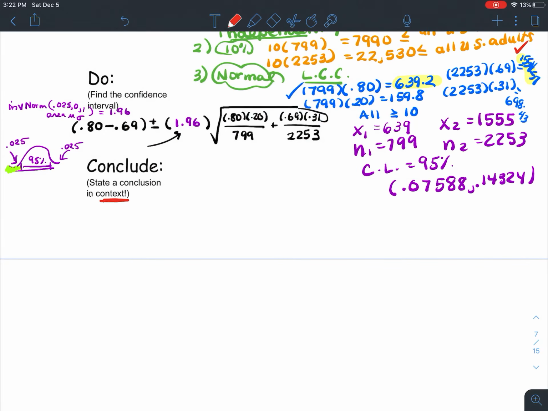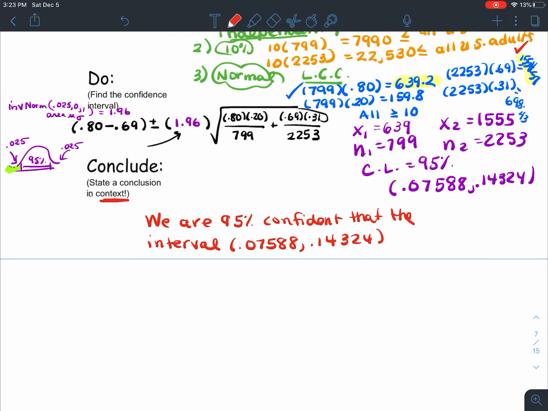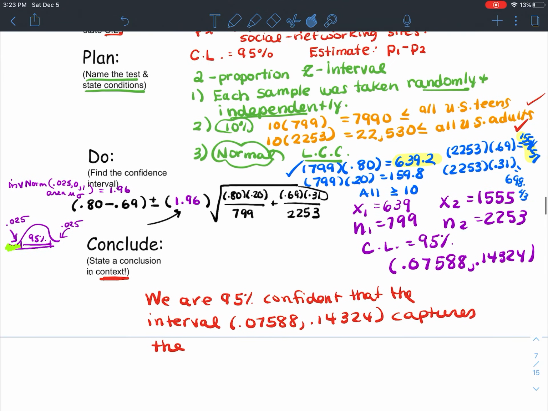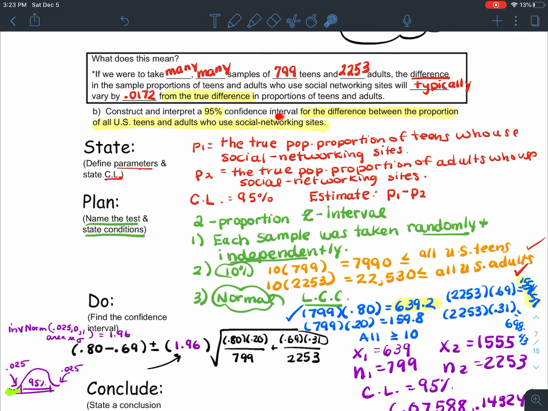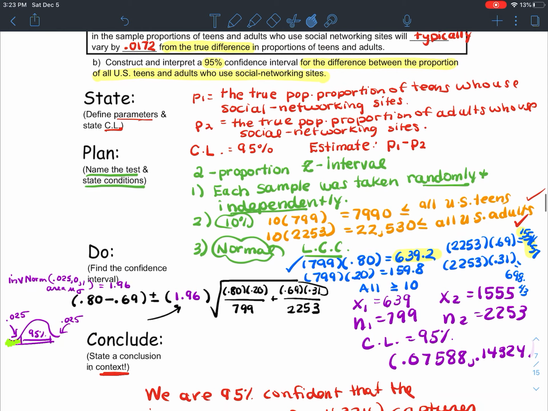Okay, and that leaves us down here at the bottom. We want to make sure that we're always stating our conclusion in context. So we're going to say we are 95% confident that the interval, and then we state our interval between here and here, captures. Now, what are we capturing? This is what I highlighted all the way back up in the problem. I'm going to take you back up there. This is what we're constructing a confidence interval for, and all of this is what we're going to fill in at the end, for the difference between the proportion of U.S. adults and U.S.